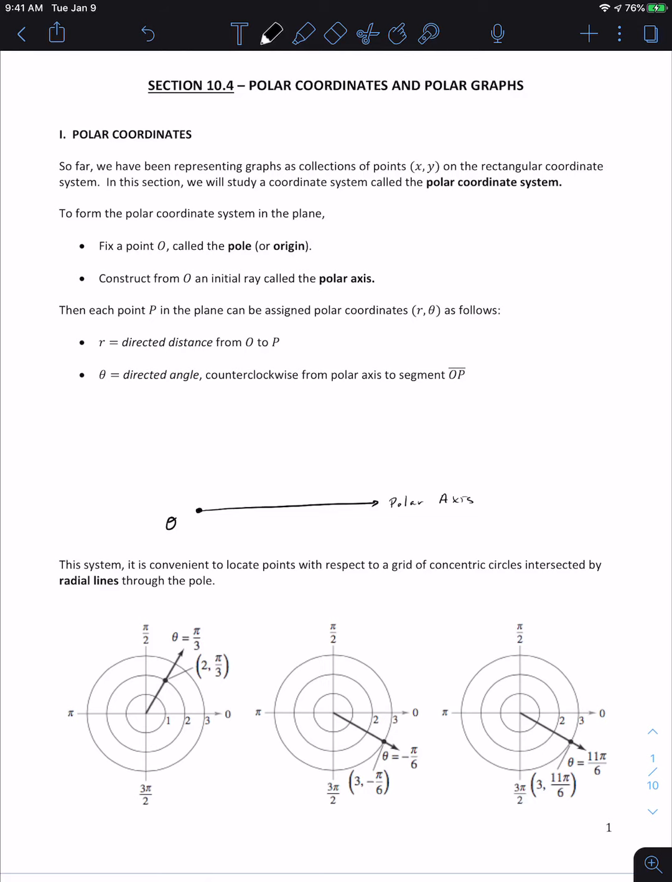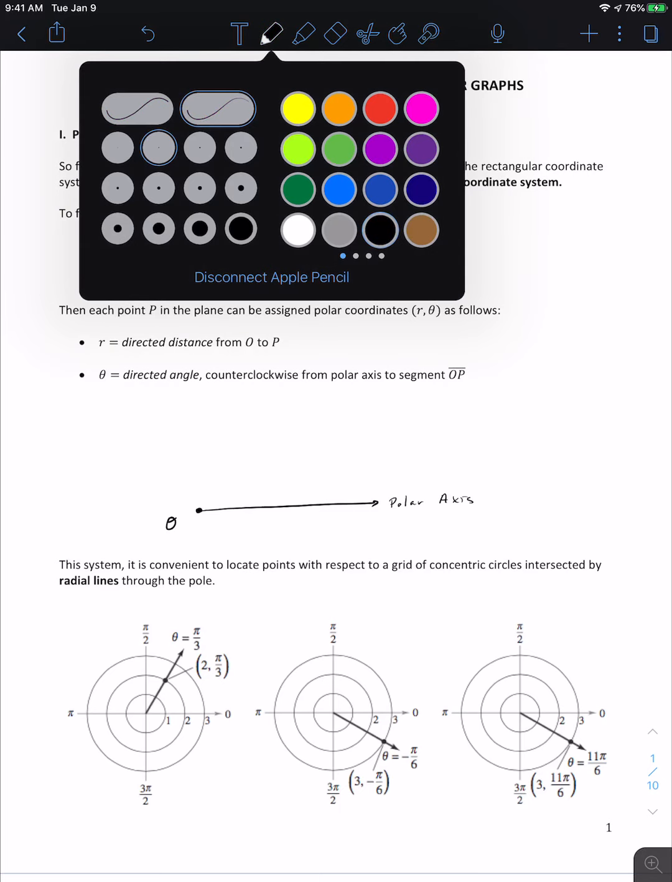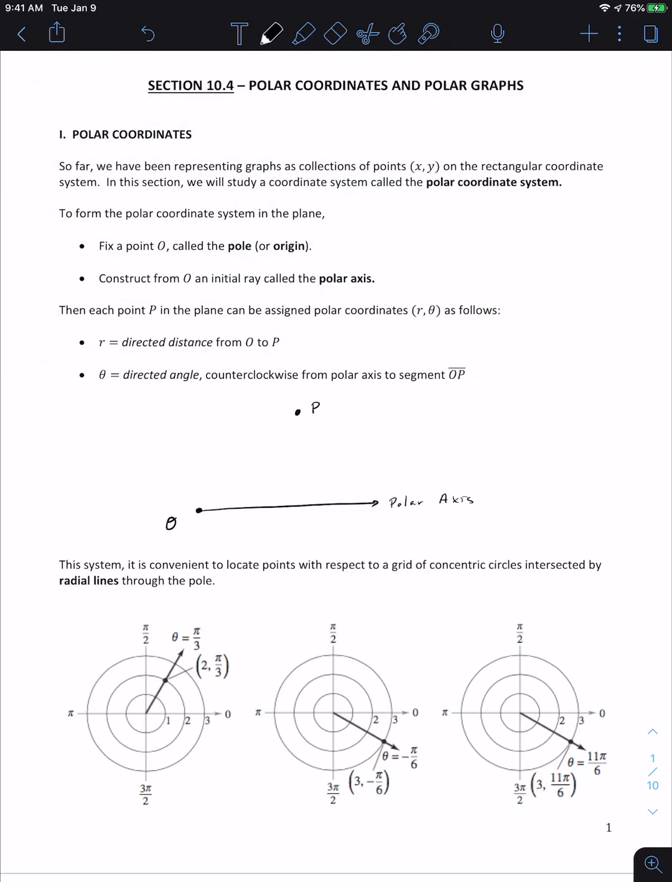R is a directed distance from O to P. So my point P is going to be up here. This is my point P in the polar coordinate system, and it corresponds to the point (r, theta). What is r and theta? Well, r is this directed distance right here, from the origin, or the pole O, to the point P. And then theta is the angle counterclockwise from the polar axis. So every point in this plane can be written as (r, theta) instead of (x, y).